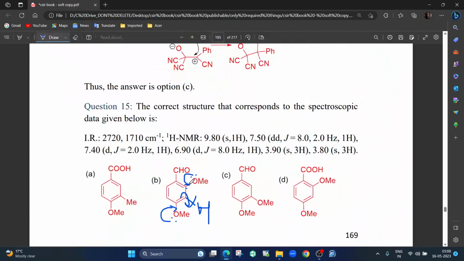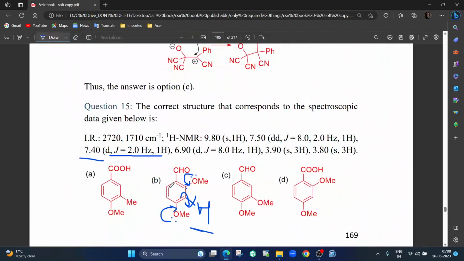So what was this hydrogen? This hydrogen is giving you a doublet with 2 hertz. So where is that? So this is the one, a doublet with 2 hertz. Now this one is shielded because of the extra electrons, so this value should have been less than 7, but you see this is more than 7, it is 7.40. So definitely this is not the product.